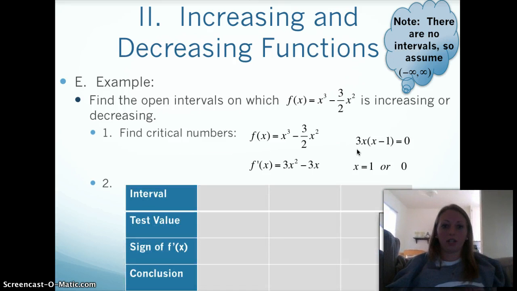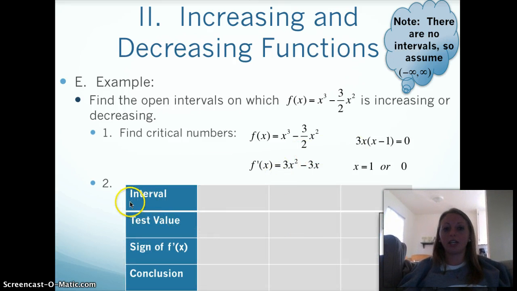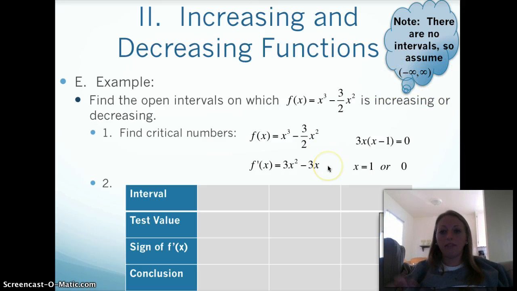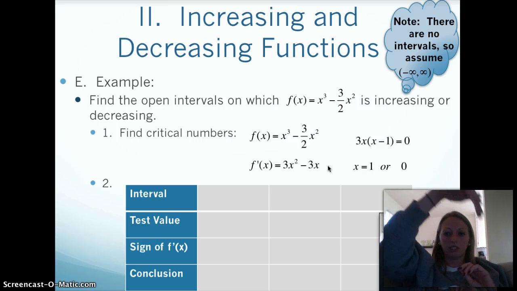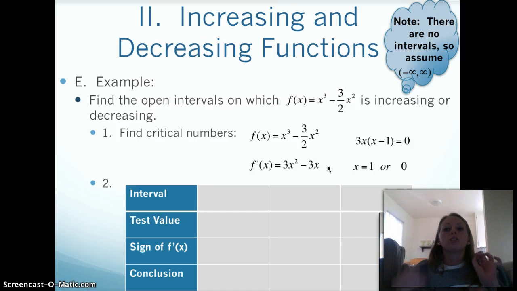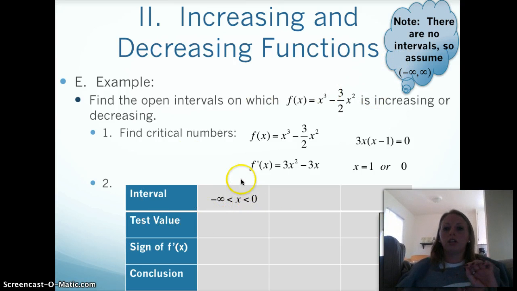Step 2, you're going to need your table. Remember I said your interval, these are our critical numbers: 1 and 0. And this is our overall interval. We want to know from negative infinity to infinity where your function is increasing, going up, and where it's decreasing, going down. So we're going to test between negative infinity and 0. That's our first test interval, because 0 is a critical number. Then we test between 0 and 1, and 1 and infinity.